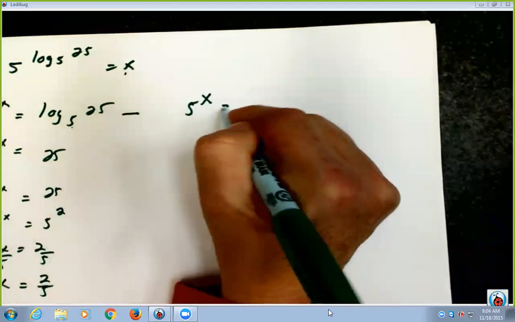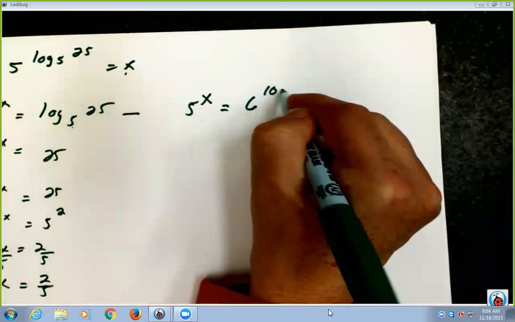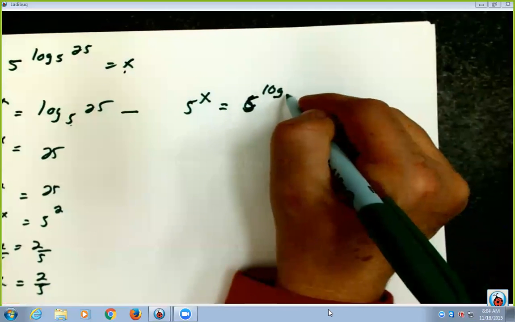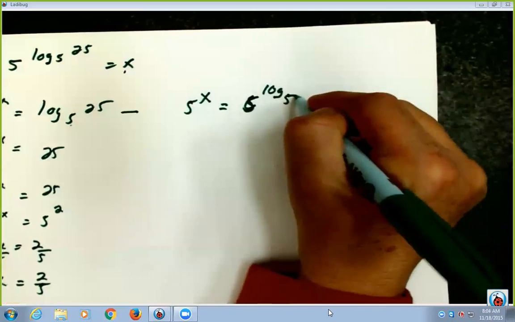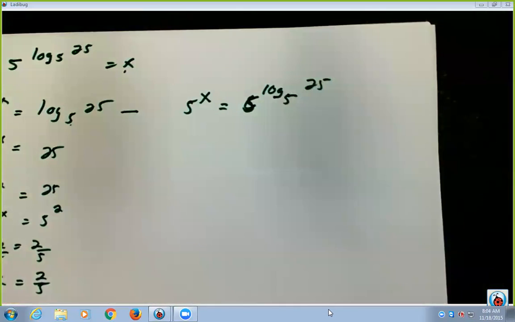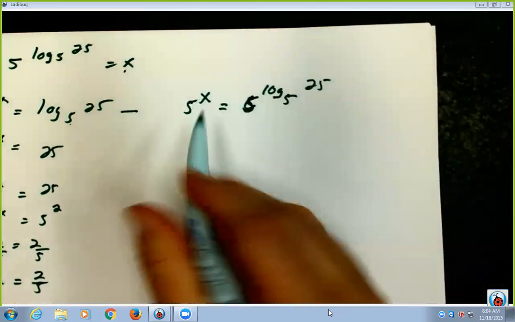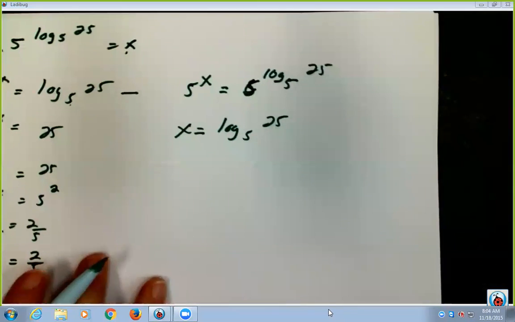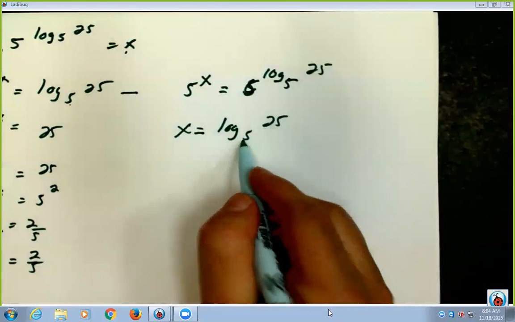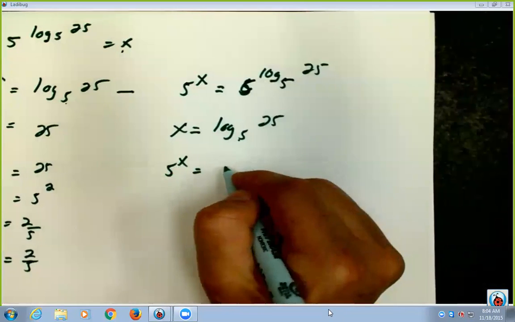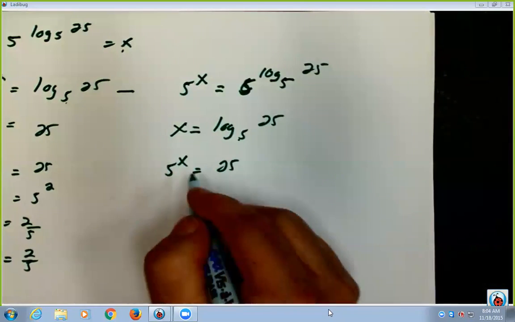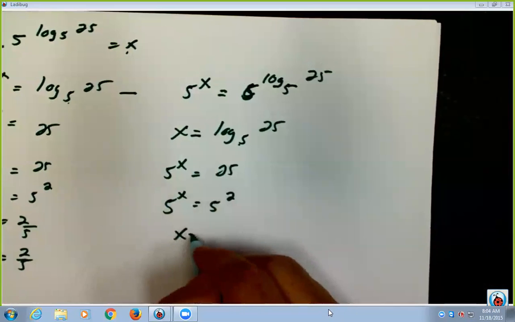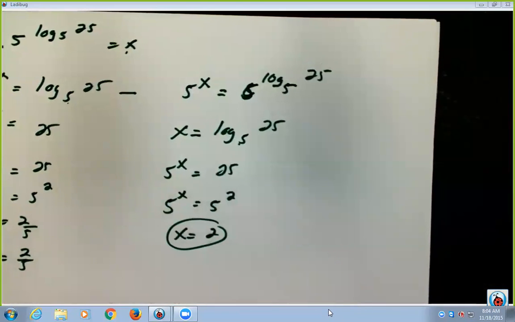It's 5 to the x equals log 5 25. And then we say x is equal to log 5 25. And then I end up taking and get 5 to the x power is equal to 25. And then I find out that 5 to the x is equal to 5 to the second power, and x is equal to 2. I missed the one section with this piece.